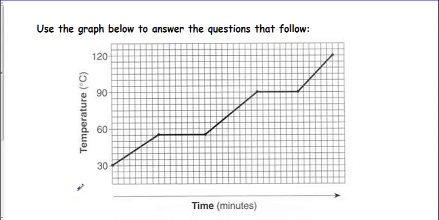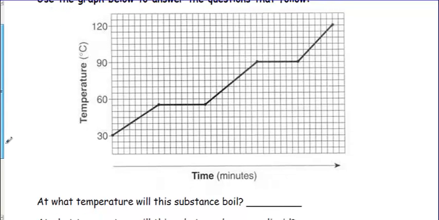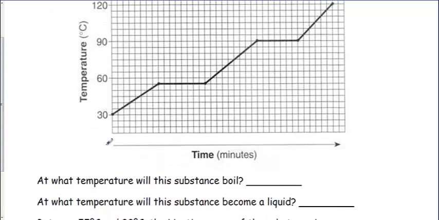So we're going to look at this graph to help us answer questions. Again, this is a heating curve because it's going up. Temperature versus time. At what temperature will this substance boil? So we have to say to ourselves, and this is what I told you guys to do during classes, to mark where your points are. Here is the boiling point, and here is your freezing point slash melting point. So it says at what temperature will it boil? Well, we're going to look at this point and go all the way across, and we see it's 90 degrees Celsius.